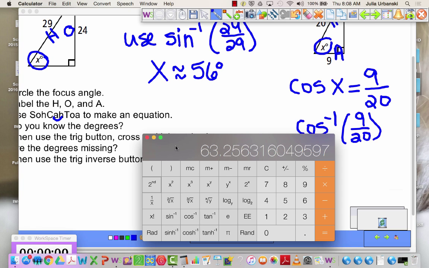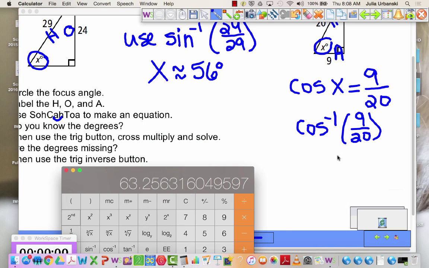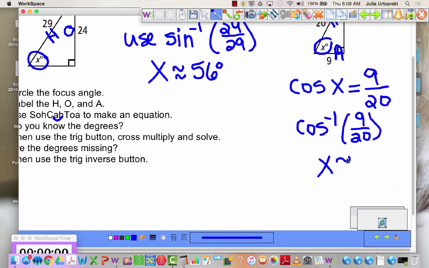Is that what you got? And it said the nearest whole number, the nearest degree, so that's going to be 63. Just depends on the directions. Questions? All right, let's try a couple more together here.